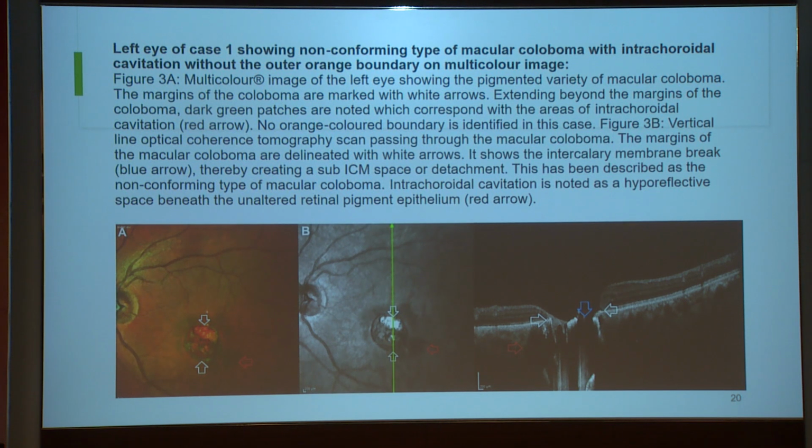This is a third example, which shows the pigmented variety of macular coloboma. Here we can see that it's extended beyond the margins of the coloboma, and the dark green patches are noted, which correspond with the areas of the intrachoroidal cavitation, which are shown by the red arrow. There's no orange color boundaries in this case. It shows the intercalary membrane break shown by the blue arrow, so you can see the ICM space of detachment. And this has been described as a non-conforming type of macular coloboma. Here the ICC is noted as a hyperreflective space beneath the unaltered RPE.